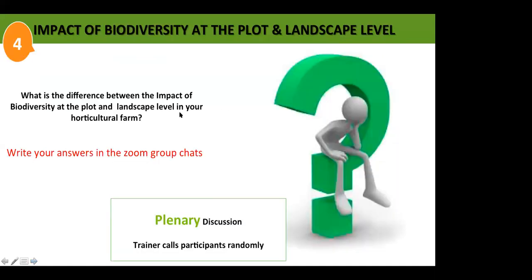So we want to look at what is the difference between the impact of biodiversity at the plot and landscape level in your horticultural farm. So we give 1 minute to each person to speak. What is the impact? Or if you are not in a good place to speak, you can please type the impact of biodiversity at the plot level and at the landscape level in your own horticultural farm. So who is going to start? Mr. Ibrahim, will you start for us?